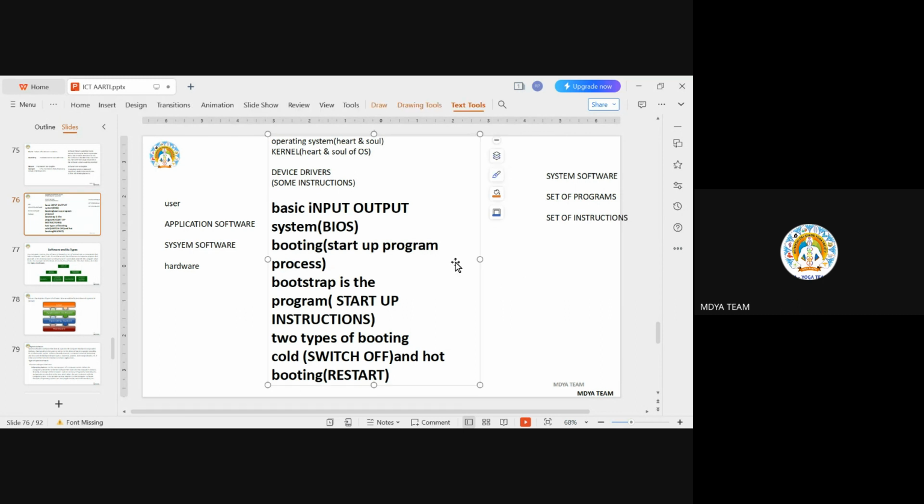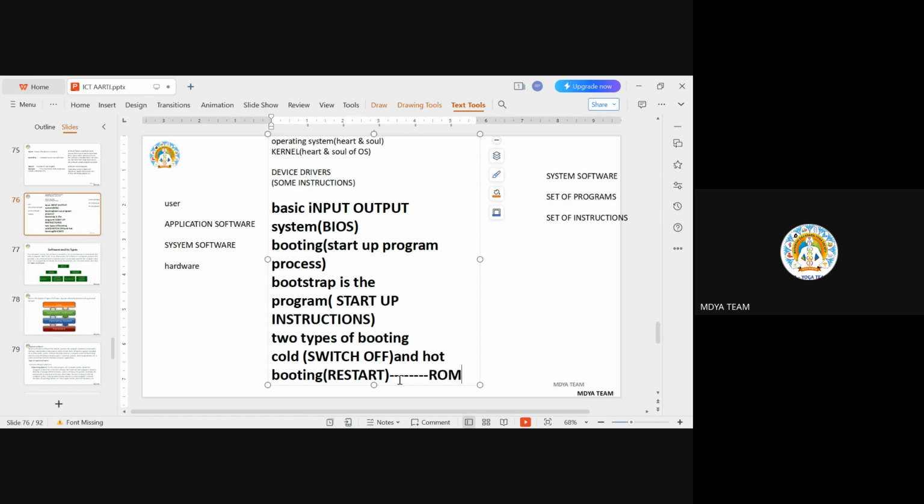Next is the utility programs. Now, main point. This is also a main concept. We have understood about the operating system. This basic BIOS is the basic input output system. This is the program, written in the startup program. This startup program is written in the ROM, read only memory. ROM is a chip only.